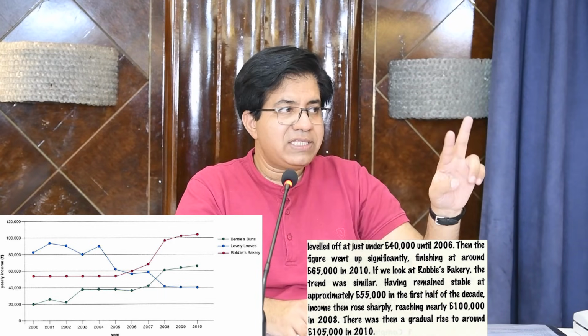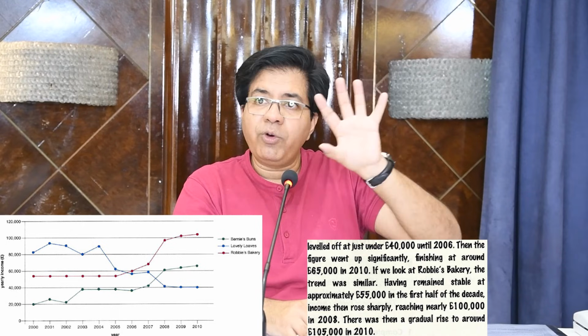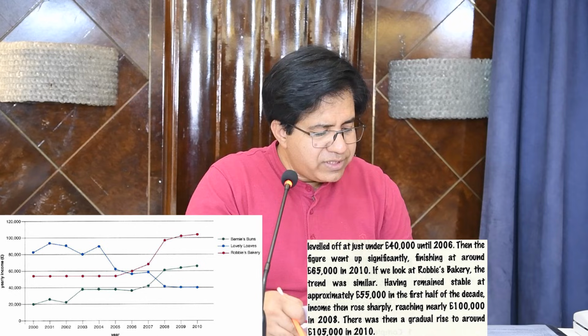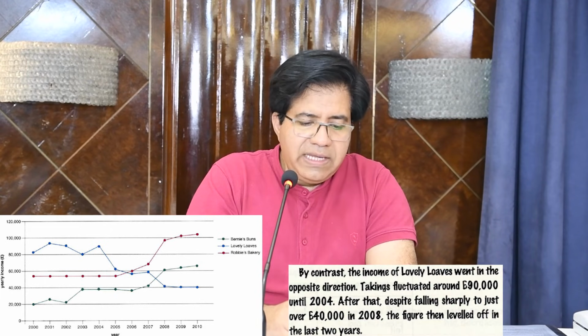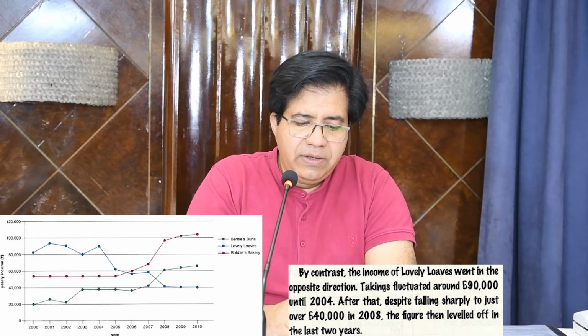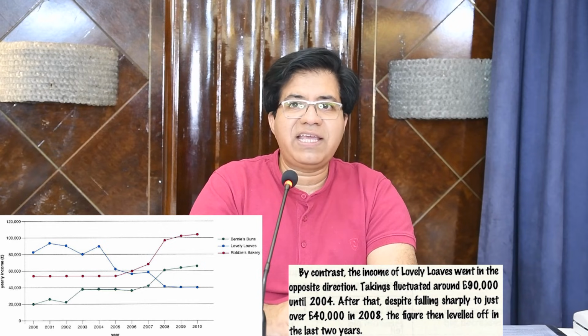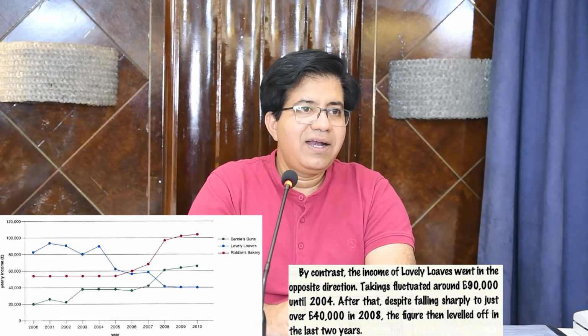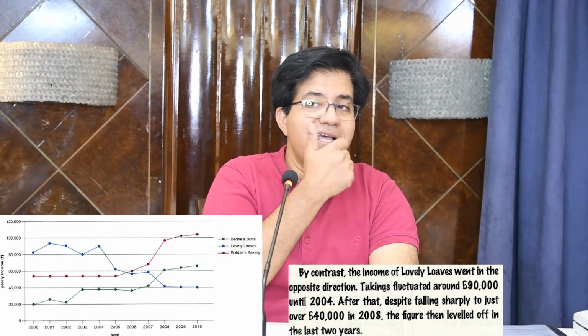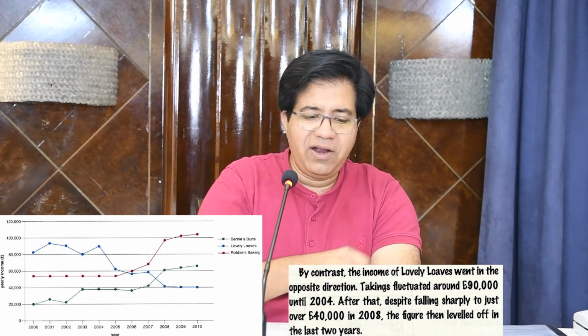Now, two bakeries had their sales increase, and we put them in one paragraph. And one bakery, its sales decreased. If you come back, can you see? In 2000, 80,000 it starts and then it comes down, down, down. So, by contrast, the income of Lovely Loaves went in the opposite direction. Takings fluctuated. What is takings? Earnings. Well done. So for takings, earnings, income and all that.